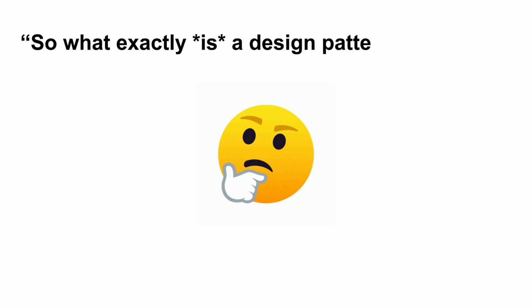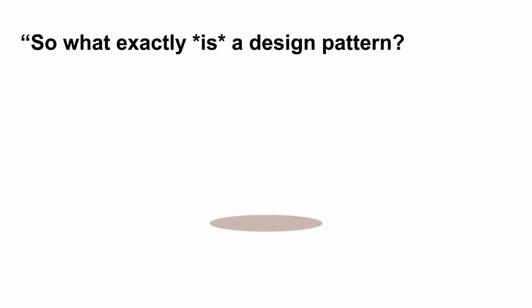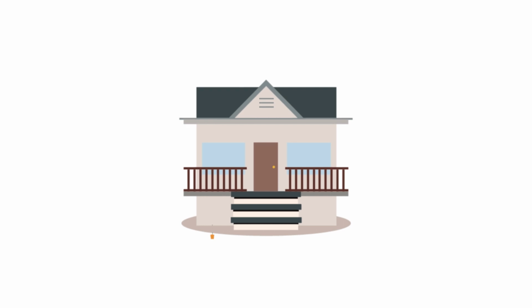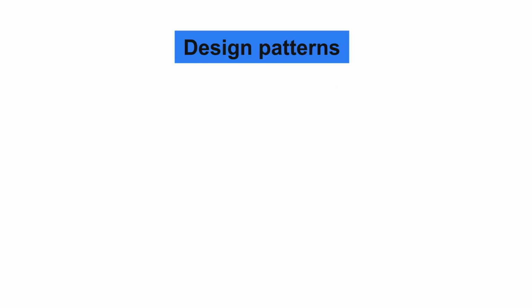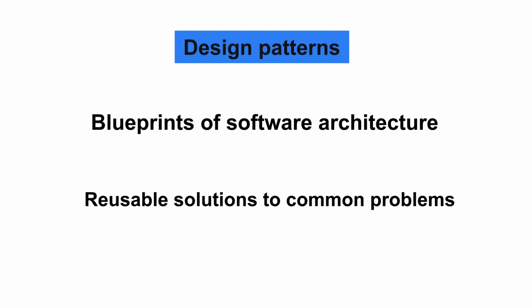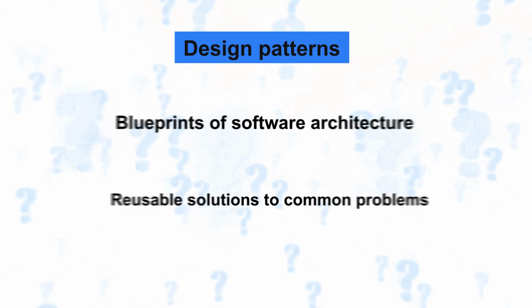So what exactly is a design pattern? Think of it like this. If you are building a house, would you start from scratch with no blueprint? Probably not. You would use a floor plan, something that is proven to work. Design patterns are the blueprints of software architecture. They are reusable solutions to common problems that developers face when designing a system. And the cool part, you don't need to memorize a bunch of them. You just need to understand when and why you use them.